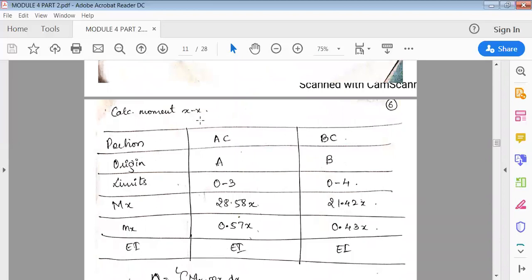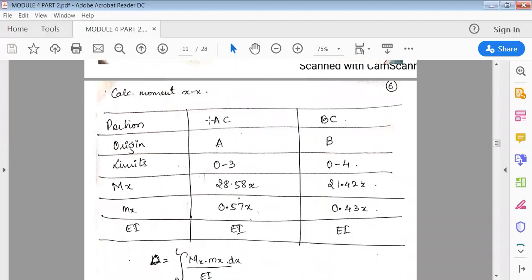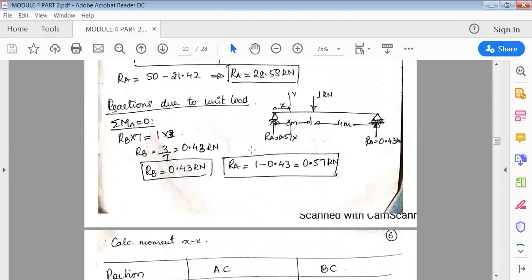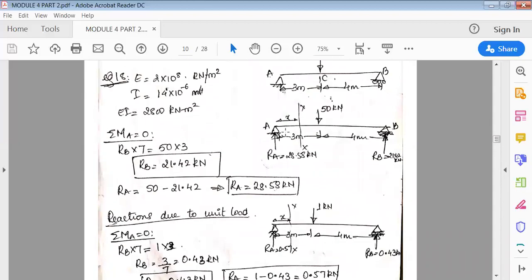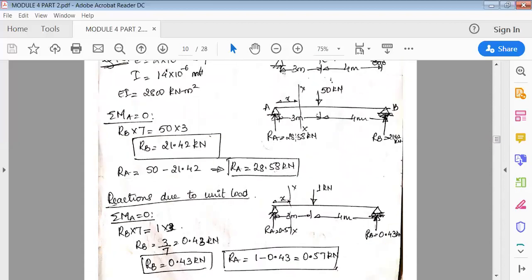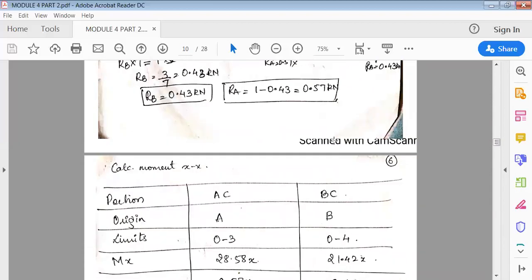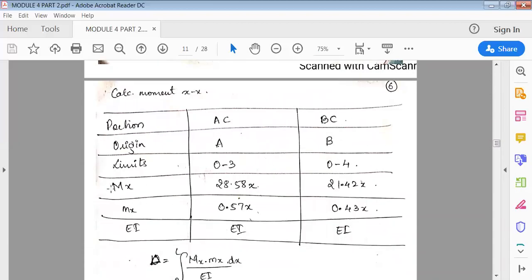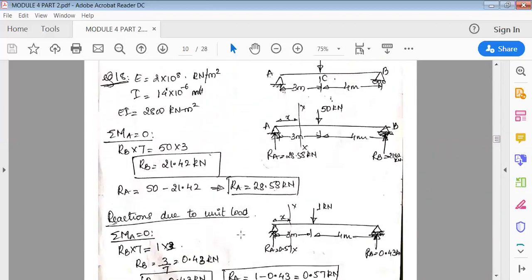Next we'll calculate the moments. To calculate the moment, it's always easy to draw and use the tables. Because it is not a symmetric beam, we will use the table. First the portions are AC and BC. Next the origin: the origin of AC is A and of BC is B. Then the limits are 0 to 3 and 0 to 4. Now, capital M is the bending moment due to the external load, so we go to the first diagram.